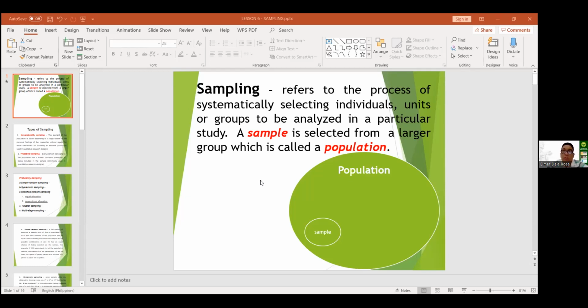Okay? So the question now is, how do we know the sampling technique? Ano ang gagamitin kong sampling technique? That's one question. And the second question in this topic is, how small is a small sample size and how large is a large sample size? So what are the things to consider, or what are the rules or suggestions to be considered in selecting the sampling technique and the sample size for your study? Okay, so let's begin with types of sampling.